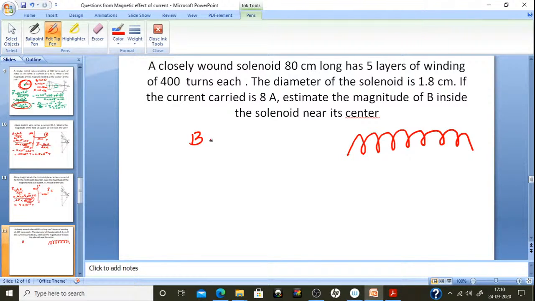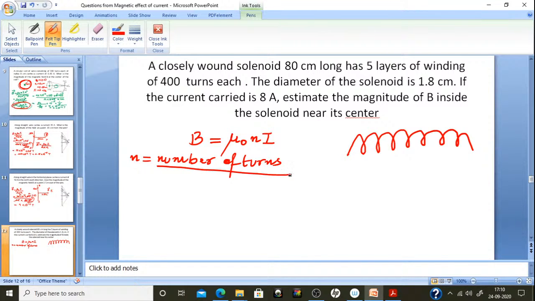So if you remember, the magnetic field inside a solenoid is mu naught n I, where mu naught again you know is a constant. n is the number of turns per unit length, that means divided by total length. So that is n, and I is of course the current that the solenoid carries. Then the magnetic field B inside the solenoid, no matter at what point, will be mu naught n I. Whether it's center, side, whatever, it will be the same.